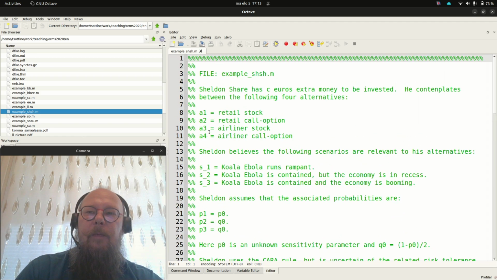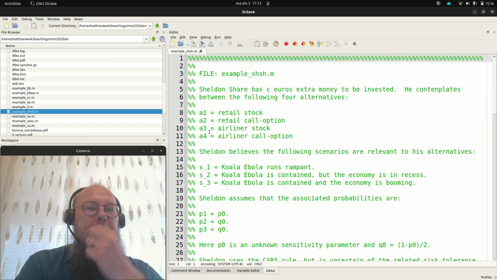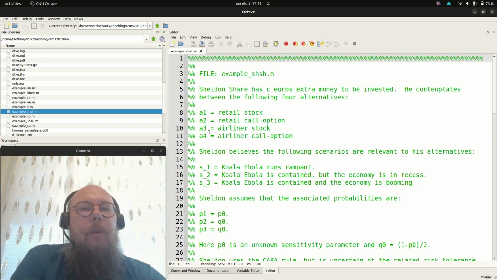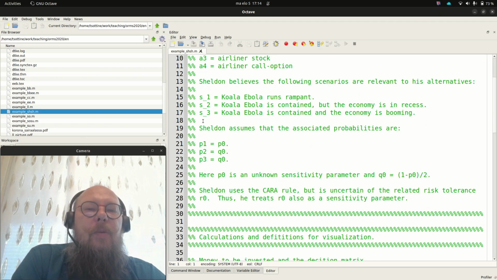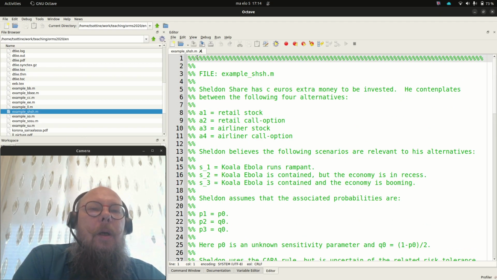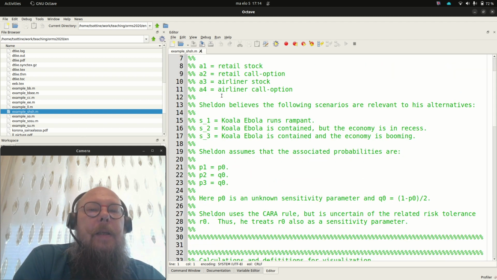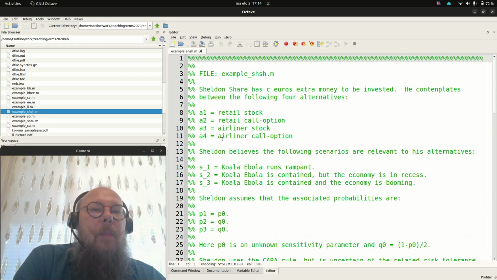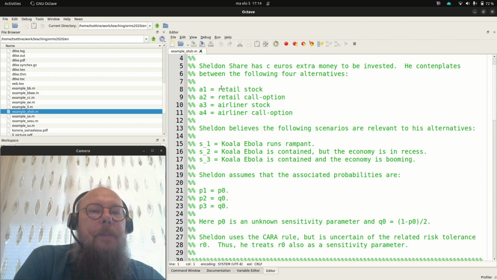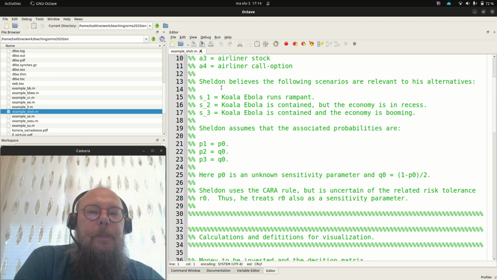Control plus makes the font bigger, and let's go through this code to understand what's going on. First we have a rather long comment block which starts with file example shsh.m, which is the name of the file, and then what happens next is just an explanation of the problem. I have copied from the lecture notes what's going on here, so let's not go through this again. This is just here for convenience to the reader, so the reader will know what this file does.